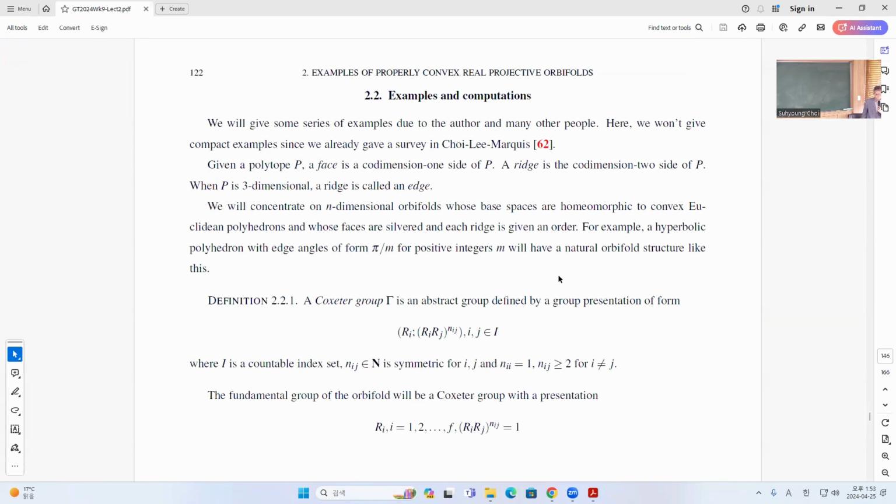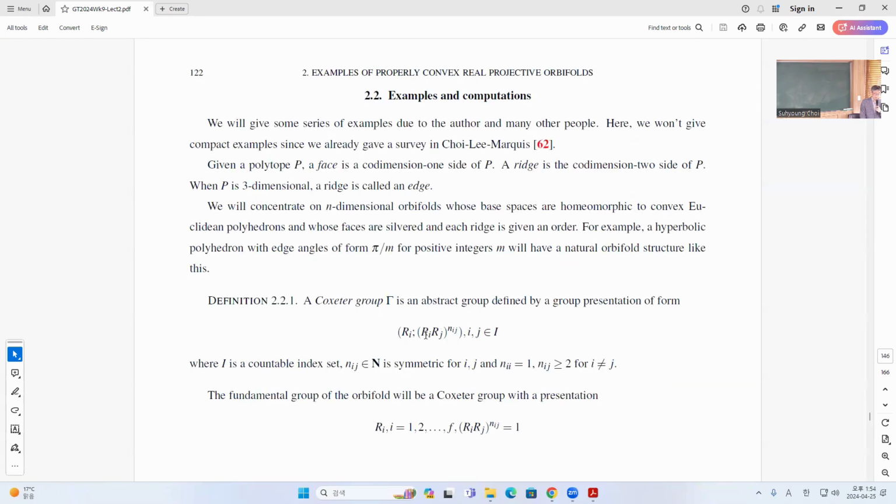So some examples: we have some polytope P, ridges are codimension two sides of P, and P is three-dimensional, so edge ridges are called an edge. And we only want something of the edge associated with this angle. So if you have a hyperbolic polyhedron, then you want this to have angle pi divided by m for some positive integer m, because you want to have an orbifold structure. So this will be considered projective as well.